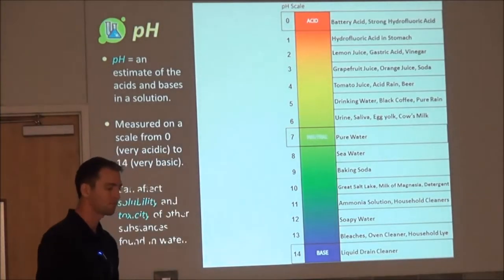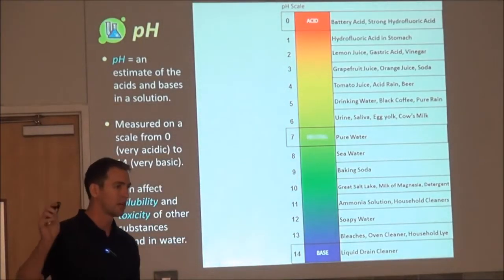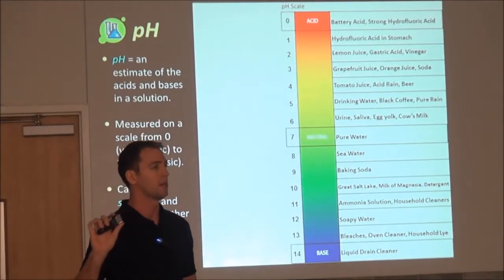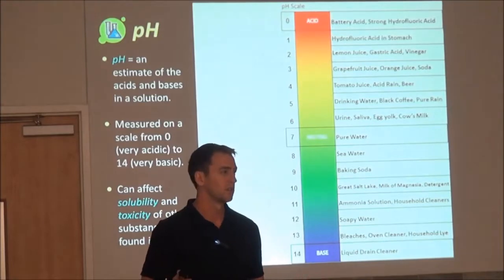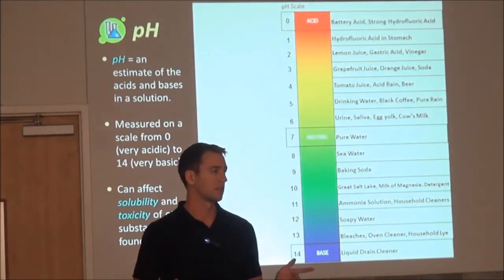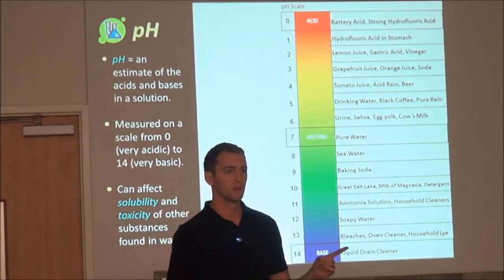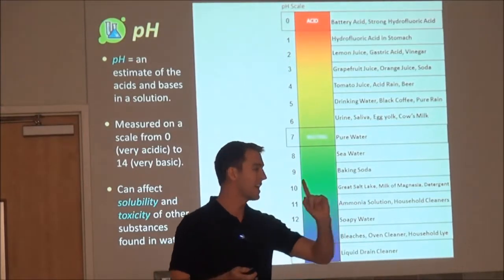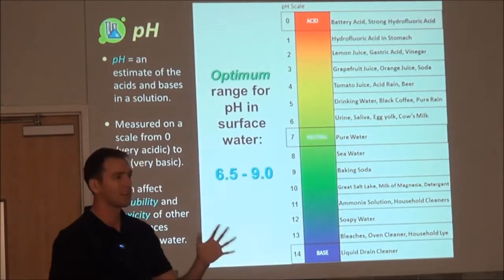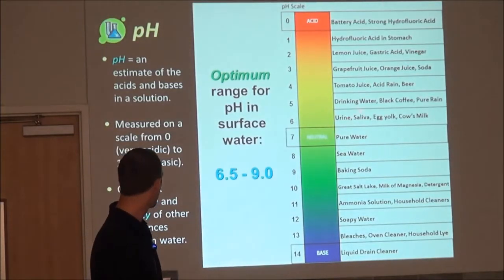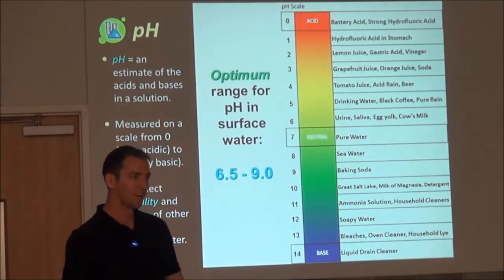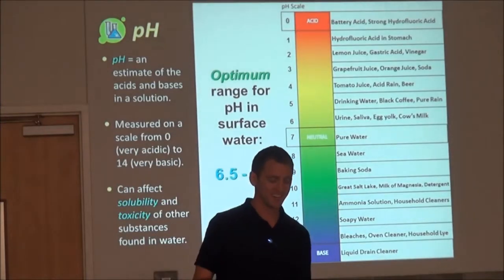So can anyone venture a guess on what's the optimum water quality pH? If you had to put a range to it. 6, 7, 5 to 9. I heard 5 to 9. It's close. 6, 7, 8. That's right on. 6.5 to 9 about. So judging by this chart, we say good water quality is somewhere between urine and baking soda. Easy way to remember it.